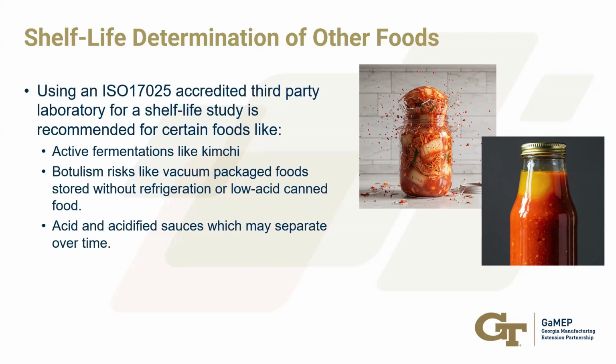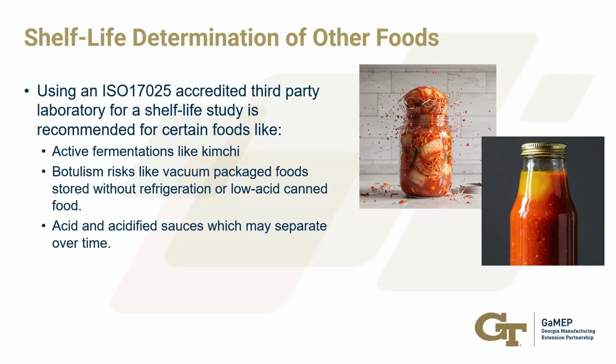You also might want to use a lab if your product has some unique botulism risks, because botulism is a very deadly foodborne illness. Vacuum packaged foods stored at ambient temperatures or without refrigeration, and low acid canned foods have unique botulism risks that can be impacted by either the way the product is treated in the package, or in the case of low acid canned foods, things like dents in a can. So you might want some assistance from an ISO 17025 laboratory when you're determining the shelf life of those foods.